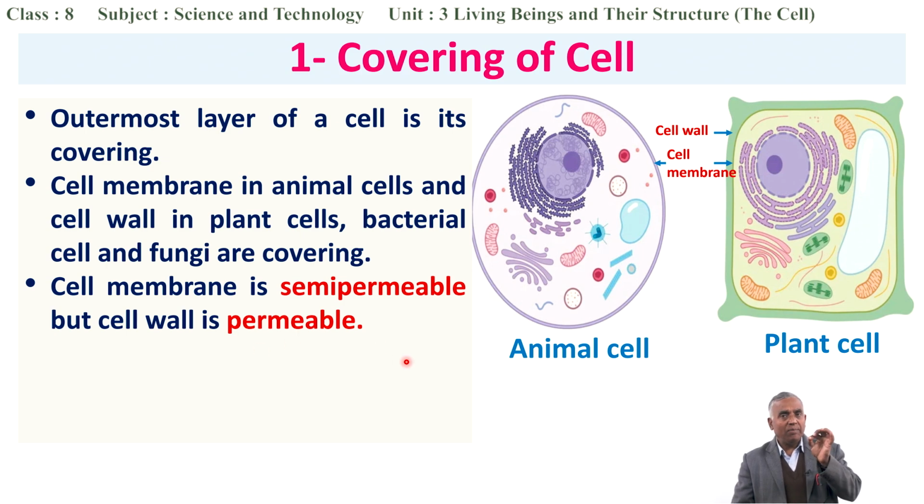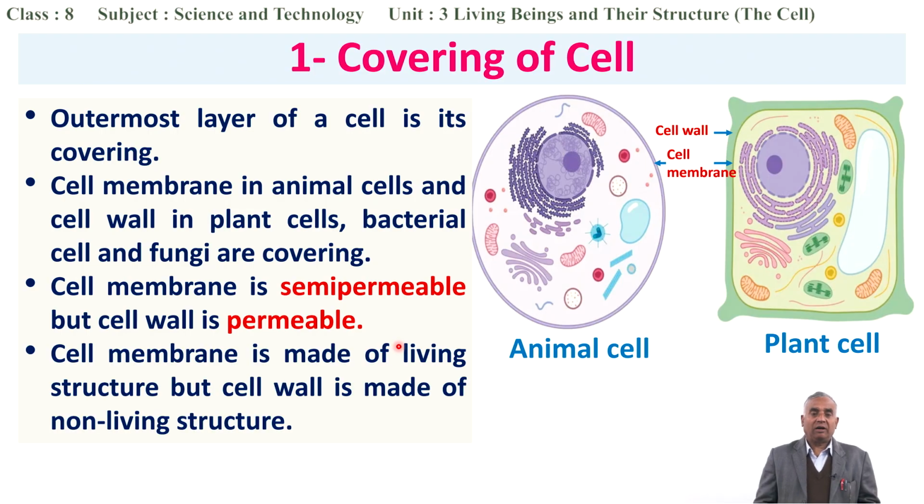Permeable is that layer through which the whole solution can pass. You know that a solution is made of solute and solvent. So solute and solvent both can pass through permeable. That means cell wall cannot stop any solution to pass in or pass out. But cell membrane allows to pass only one component of the solution, either solute or solvent. So cell membrane is semi-permeable and cell wall is what? Permeable. So that term you should know.